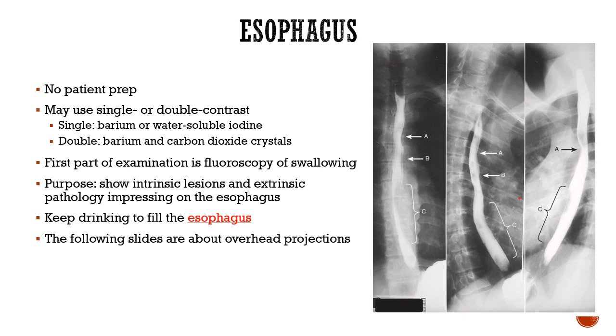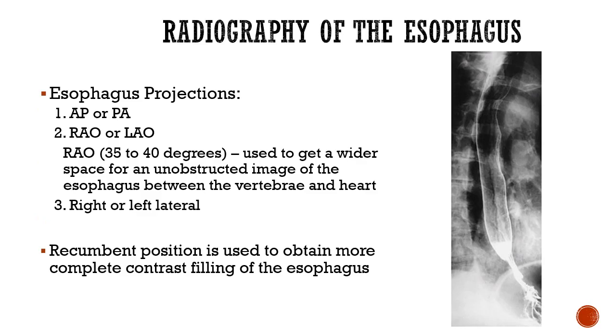The next several slides are about overhead projections, which would be after the radiologist leaves the room and they want certain projections performed. So first we have the AP or PA. Secondly, we'll have the RAO or LAO with a 35 to 40 degree obliquity used to get a wider space for an unobstructed image of the esophagus between the vertebra and the heart. And then third, the right or the left lateral. Recumbent positioning is used to obtain more complete contrast filling of the esophagus.